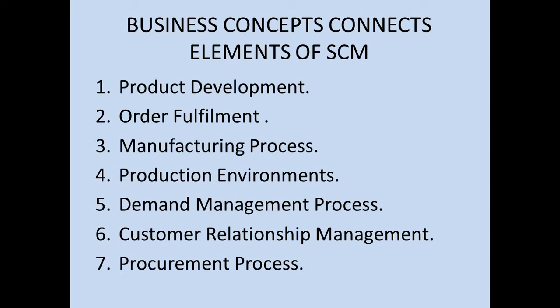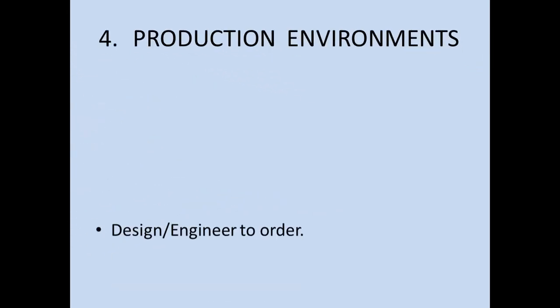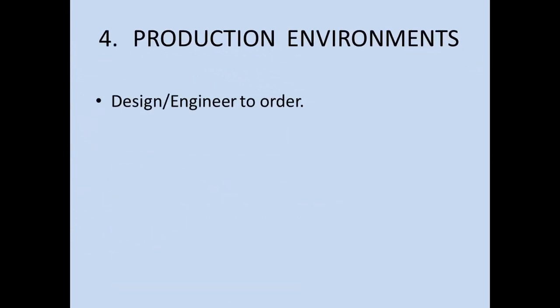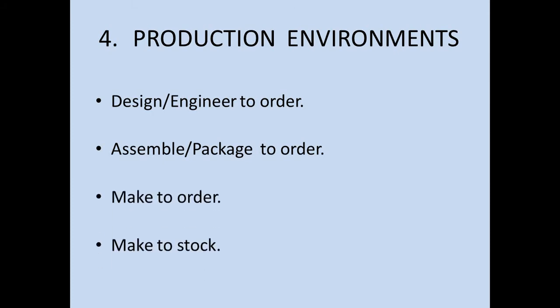In our last session, we learned about different business concepts that connect elements of the supply chain, up to manufacturing processes. From this video, we'll start with the production environment. Production environment is nothing but at what different lead time the product will be available. Design or engineer to order, assemble or package to order, make to stock: these are different environments in which a particular product has to be produced. We will see them one by one.